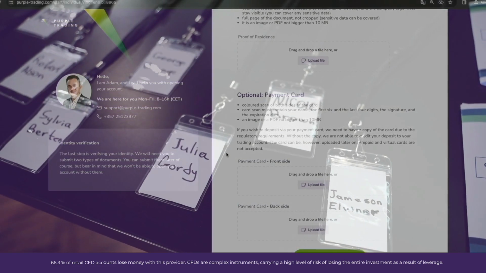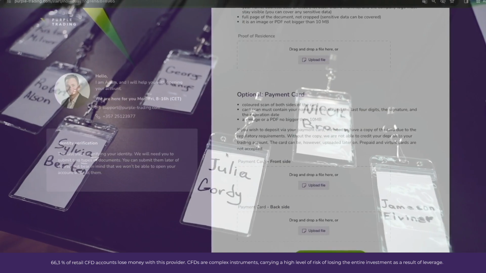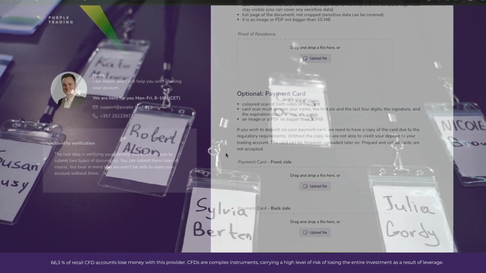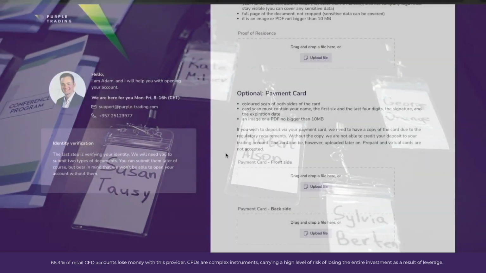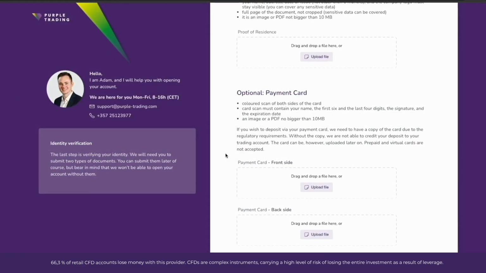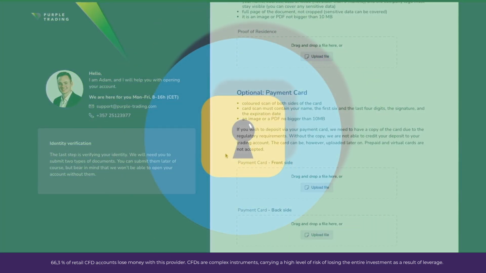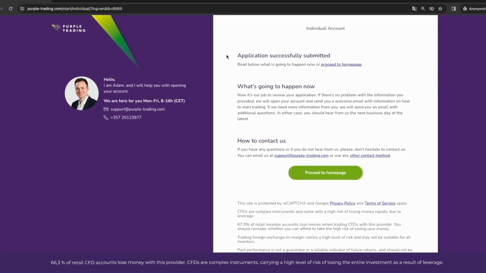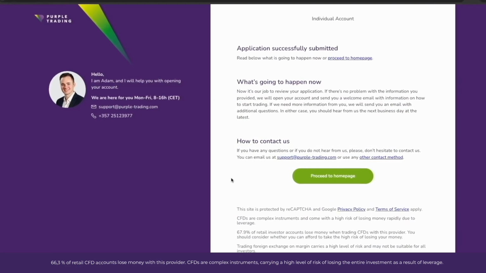The identity verification process will help us make sure that you are indeed the person opening an account with us and that there has been no identity fraud, for example. Purple Trading is a fully regulated broker, and as such we take the utmost care to ensure the security of our clients and the protection of their personal information. Once we have successfully completed these steps, your account will be ready for activation.